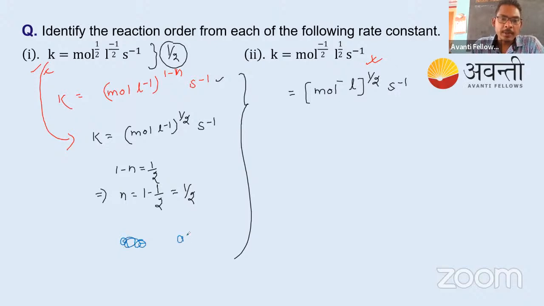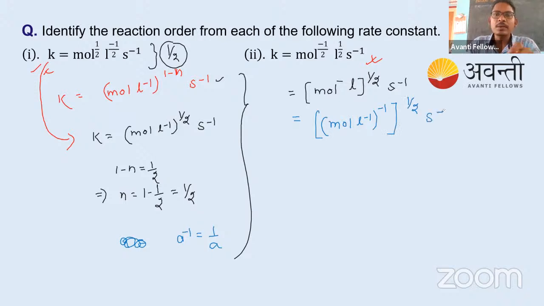A to the power minus 1 can be written as 1 by A. So suppose you put anything to the power minus 1, then it will flip. So here also we can write like this: mole per liter to the power minus half equal to half minus 1.